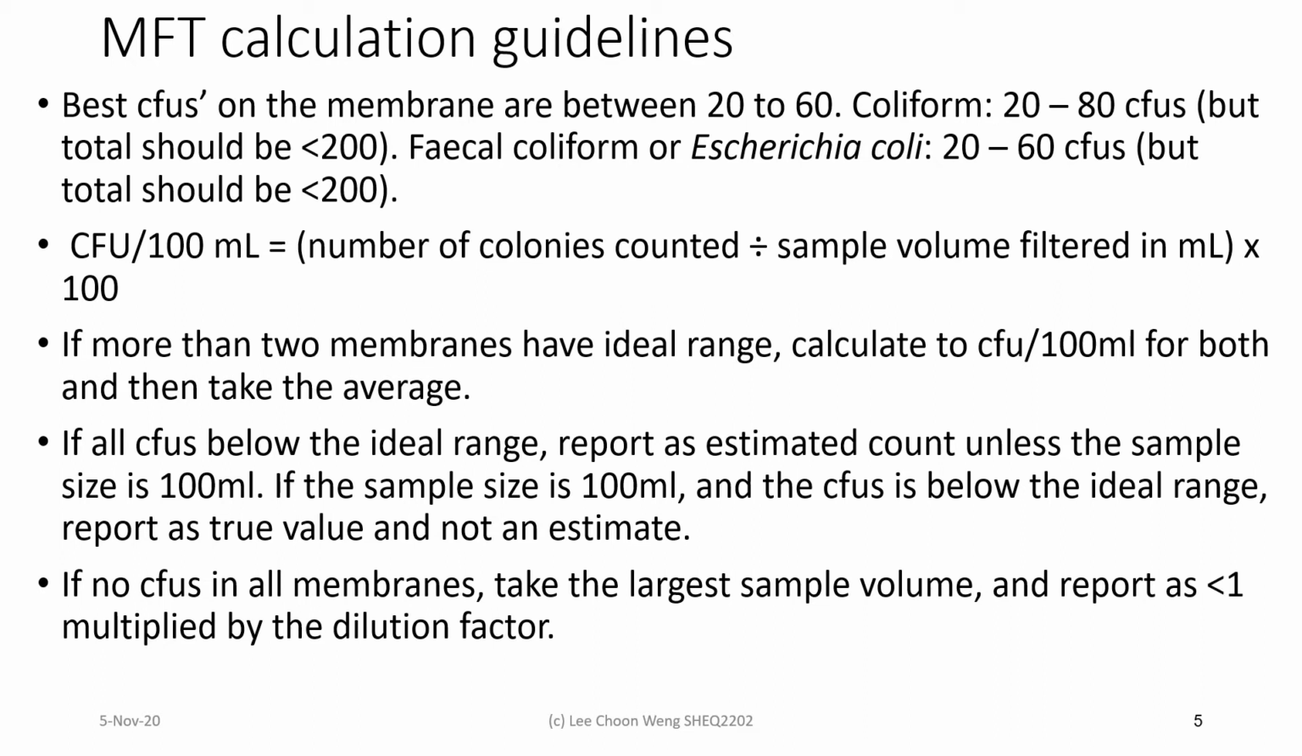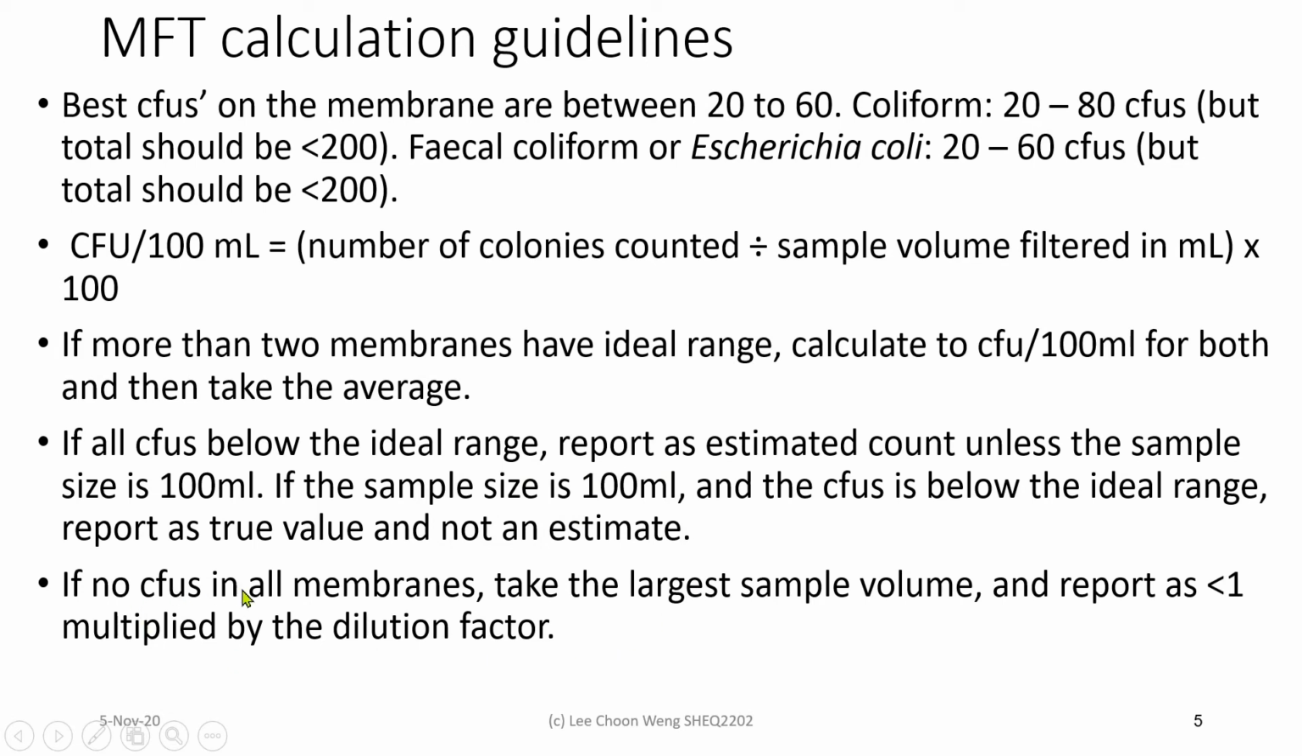If all the CFUs are below the ideal range, you have to report them as an estimated count, unless the sample size is 100 ml. If the sample size is 100 ml, then even when the CFU is below the ideal range, you can report it as a true value and not as an estimate. So this is a special case, and this special case only stands for a sample size of 100 ml.